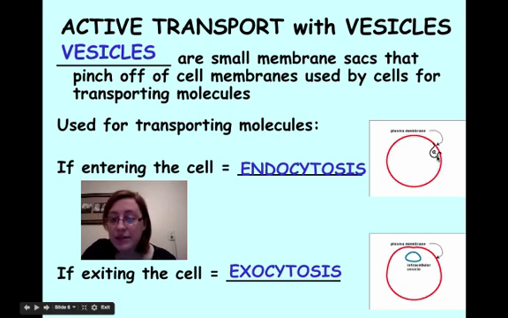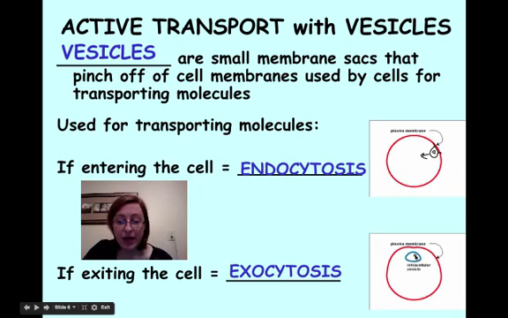What's going to happen is it's going to bend in like that, and eventually the membrane is going to fold itself over until it seals off, and then this vesicle is free to move into the cell. Okay, so the cell membrane kind of folds in, pinches off, and is now inside the cell, where that material can go wherever it needs to go inside the cell.